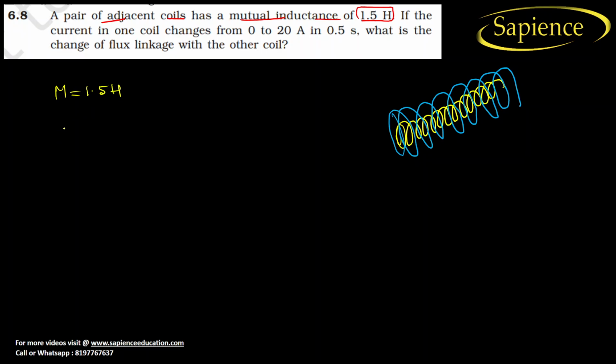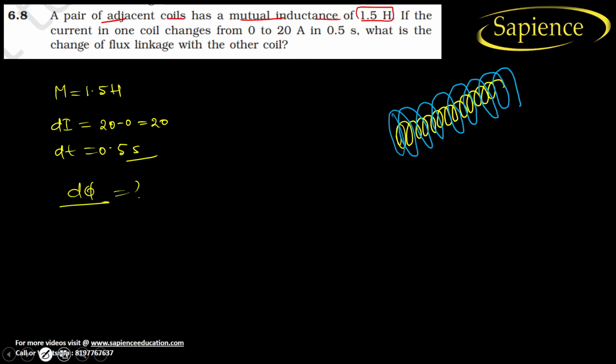If the current in one coil changes from 0 to 20 ampere, so the change in current is equal to 20 minus 0, this will be 20, in the time period of 0.5 second. What is the change in flux linkage with the other coil? So they are asking the change in flux for the other coil. Got it? So how to handle this type of problem?